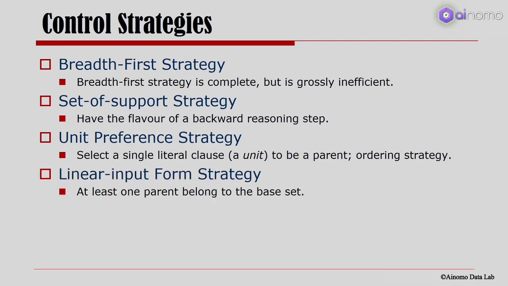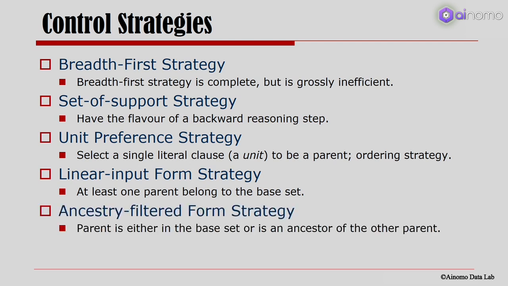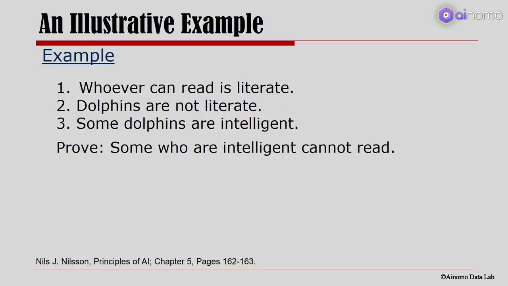The linear input form strategy that we will discuss next is one in which at least one parent belongs to the base set. Then we will look at a strategy called the ancestry filtered form strategy, where the parent is either in the base set or is an ancestor of the other parent. We will then mention a couple of combination strategies. Let us take an illustrative example to understand these strategies.